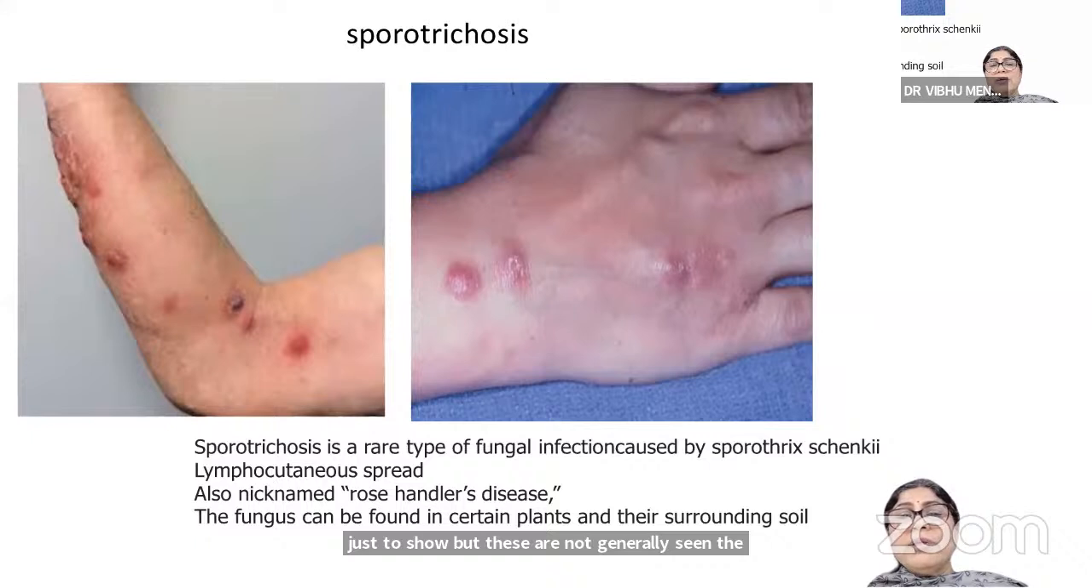You should also remember sporotrichosis, which has a lymphocutaneous spread. The linear nodules with lymphatic enlargement are seen, and this happens due to Sporothrix schenckii, and it is usually seen in plant handlers.